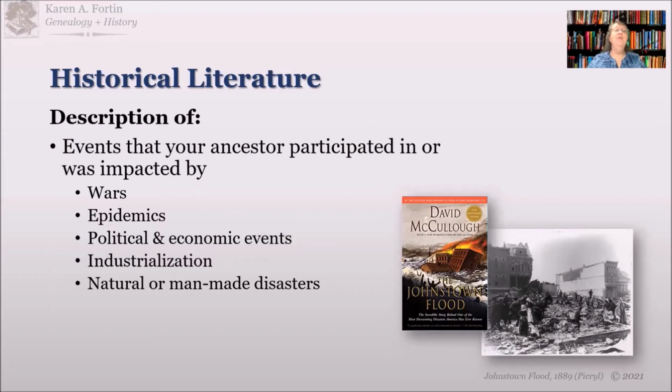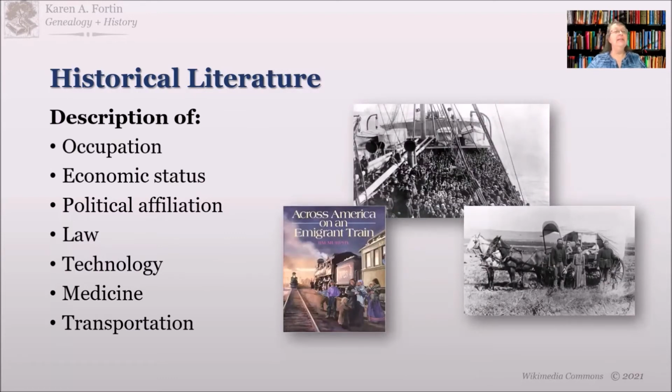You can learn more about events that your ancestor participated in or was impacted by, things such as wars and epidemics, political and economic events, how industrialization affected your ancestor at a certain time or location. For example, maybe they needed to leave the farm in order to go work in a factory. You can learn about things such as natural or man-made disasters that occurred in the area where your ancestors lived. You can also learn things such as details about what life was like for ancestors of particular occupations, such as farmers or shopkeepers or butchers.